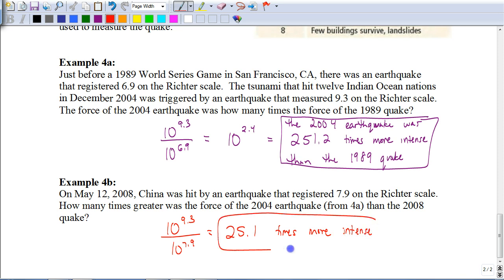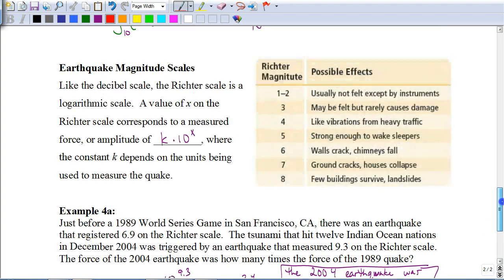So hopefully after watching this video you can see how logarithmic scales apply to some real life scenarios. When we're dealing with earthquakes, it's real easy. You just take 10 to whatever the Richter scale is as your exponent and divide them to compare these and figure out how many times more intense one is than the other.